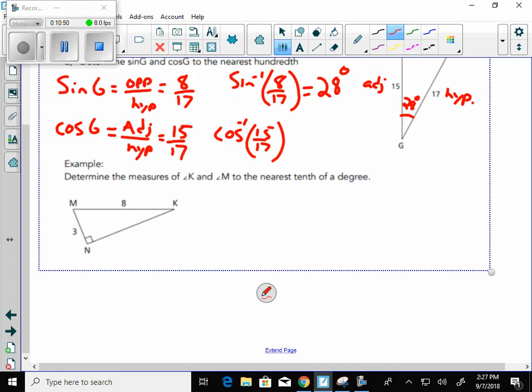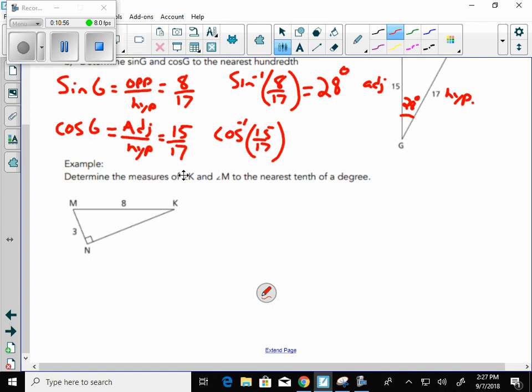So let's get down to some nitty-gritty here. There we go. Much better. That's much more aesthetically pleasing. Okay, so what we're going to do now is determine the measures of K and M to the nearest tenth of a degree. So tenth is how many decimal places? 1.